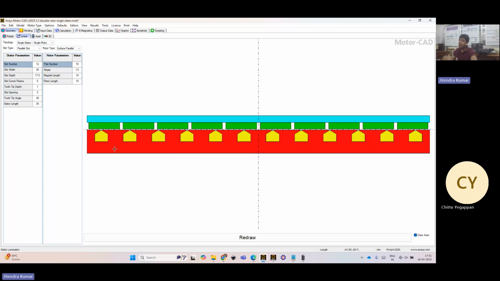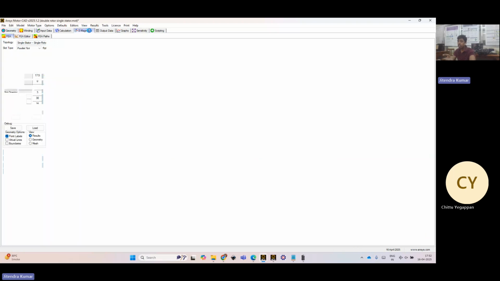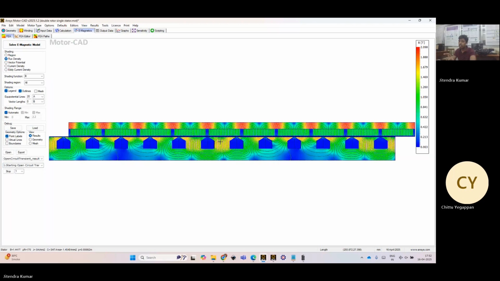Now, if you build this machine with dual rotor, one important thing to note here is that these yokes are present, right? Which were not present in the dual rotor single stator. Are you able to identify the difference? So that will be more clear. You can see here, this yoke was not present, right?